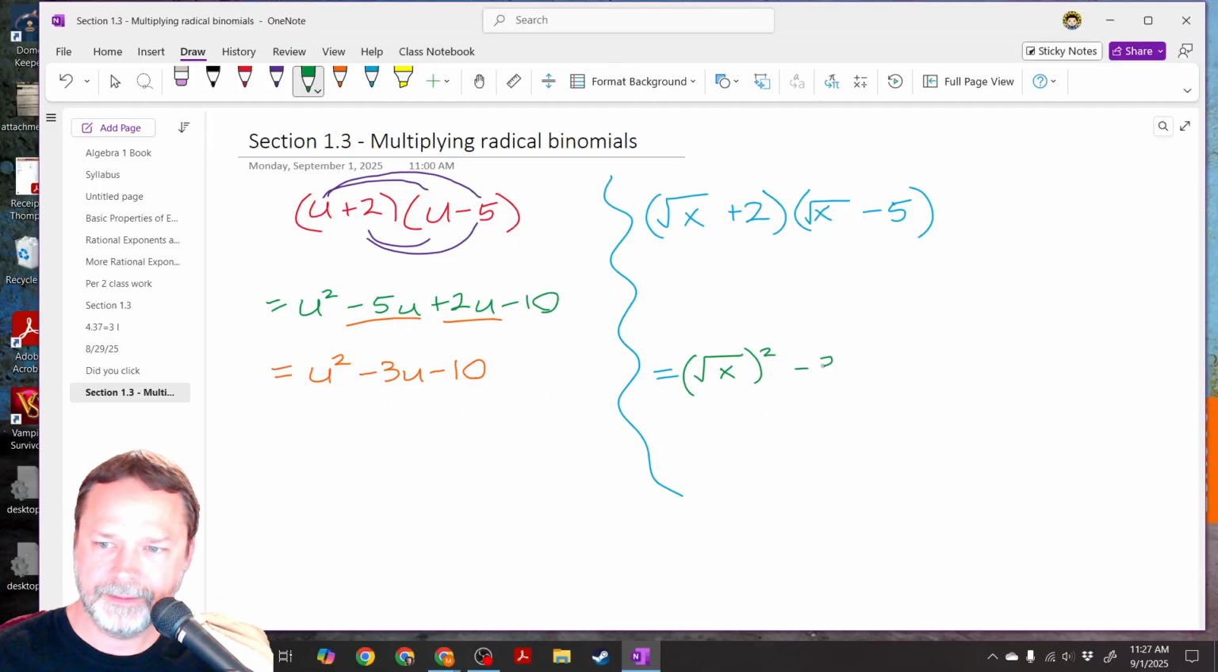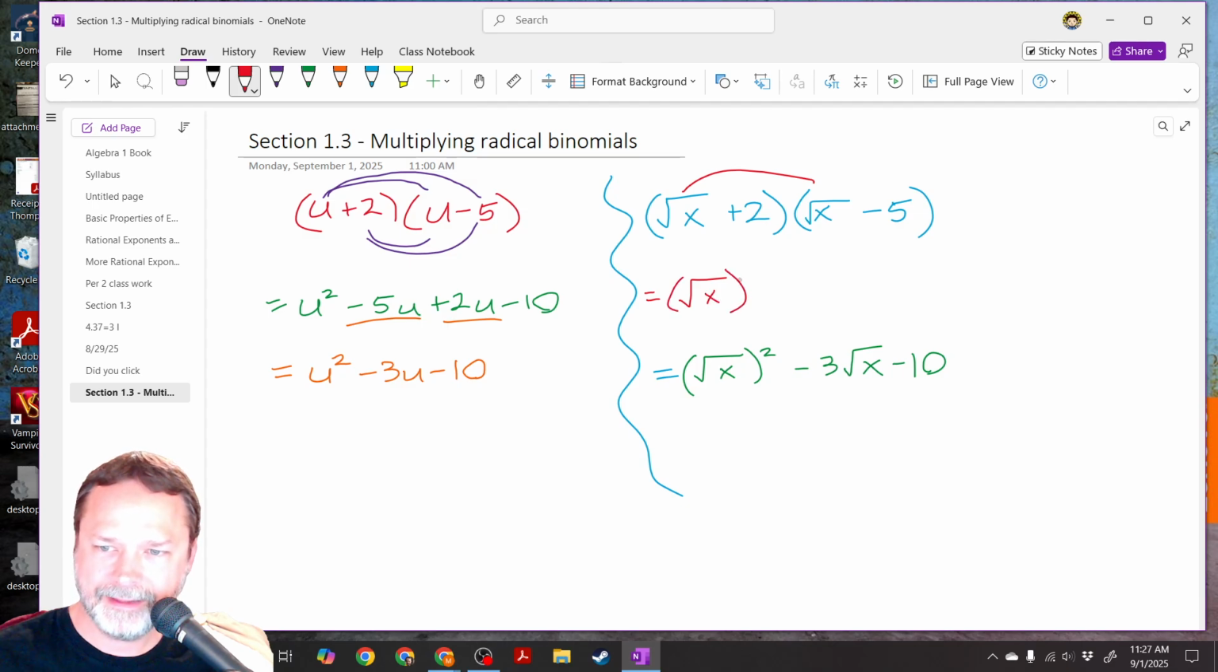Minus 3 root x minus 10. That's what we should have, because that's what I did, right? I replaced my u's with root x. So let's see if that works out. So my next step would be right here, root x times root x. There's my root x squared.